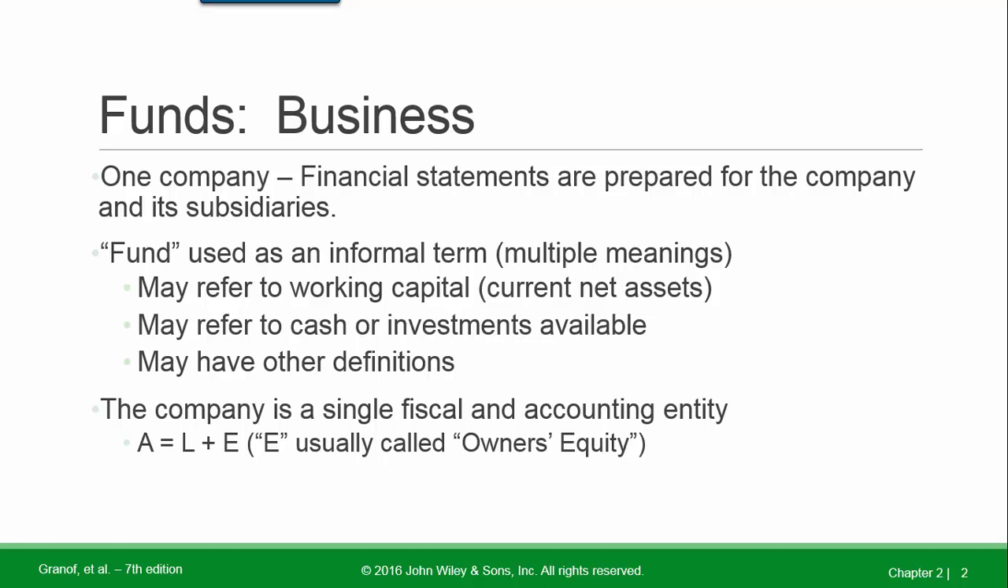Let's look at funds from a business perspective. One company: financial statements are prepared for the company and its subsidiaries. Fund is used as an informal term with multiple meanings. This may refer to working capital, current net assets. This may refer to cash or investments available, or this may have many other definitions. The company is a single fiscal and accounting entity. Assets equal liabilities plus equity. Equity is usually called owner's equity. This is business, for-profit accounting.